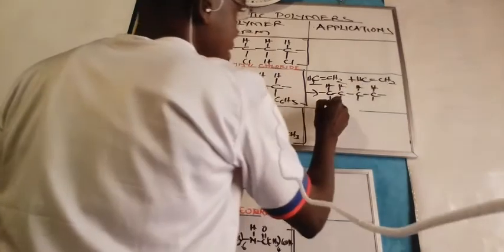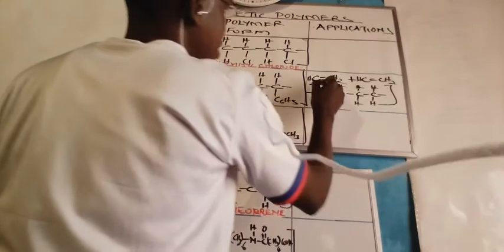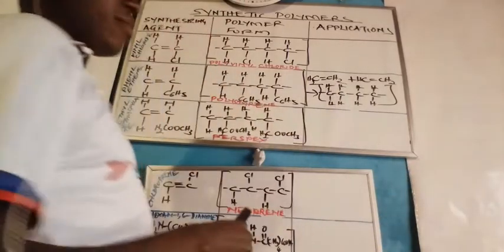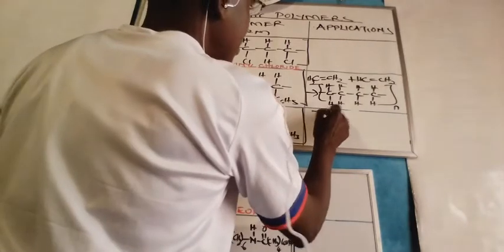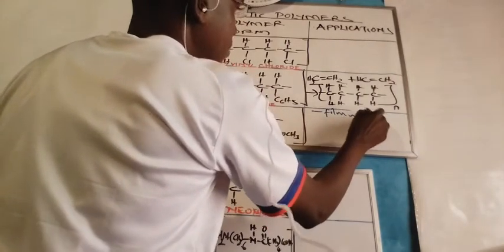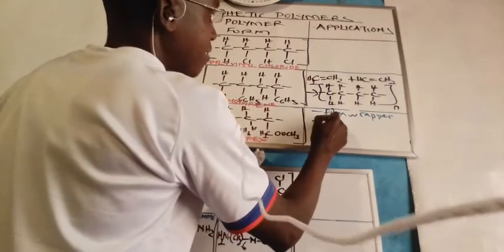Now, polyethene is a much tougher substance than ethene based on its long continuous nature. How do we apply this substance for effective use? One, polyethene is effectively used in the manufacture of film wrappers and manufacture of plastic bottles for water.